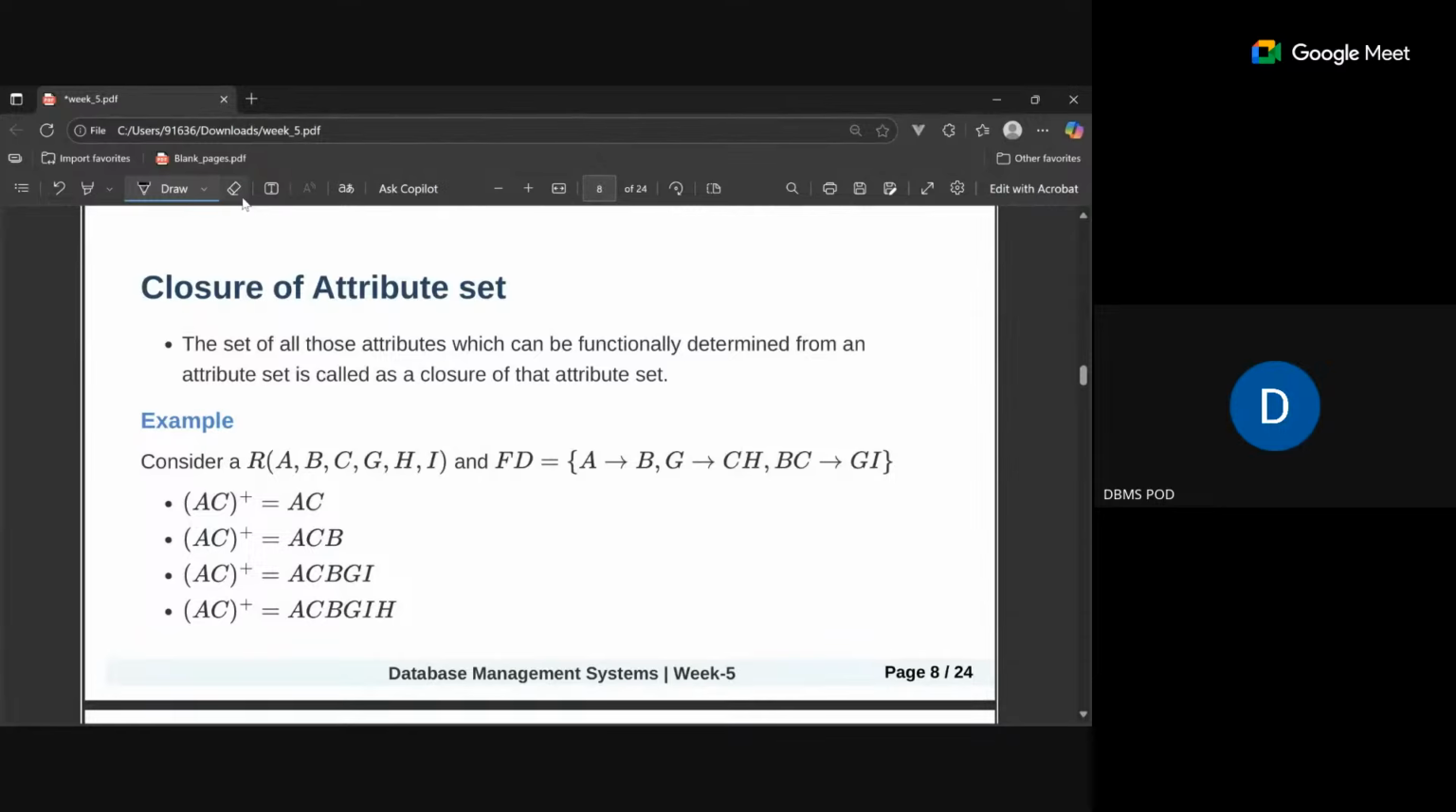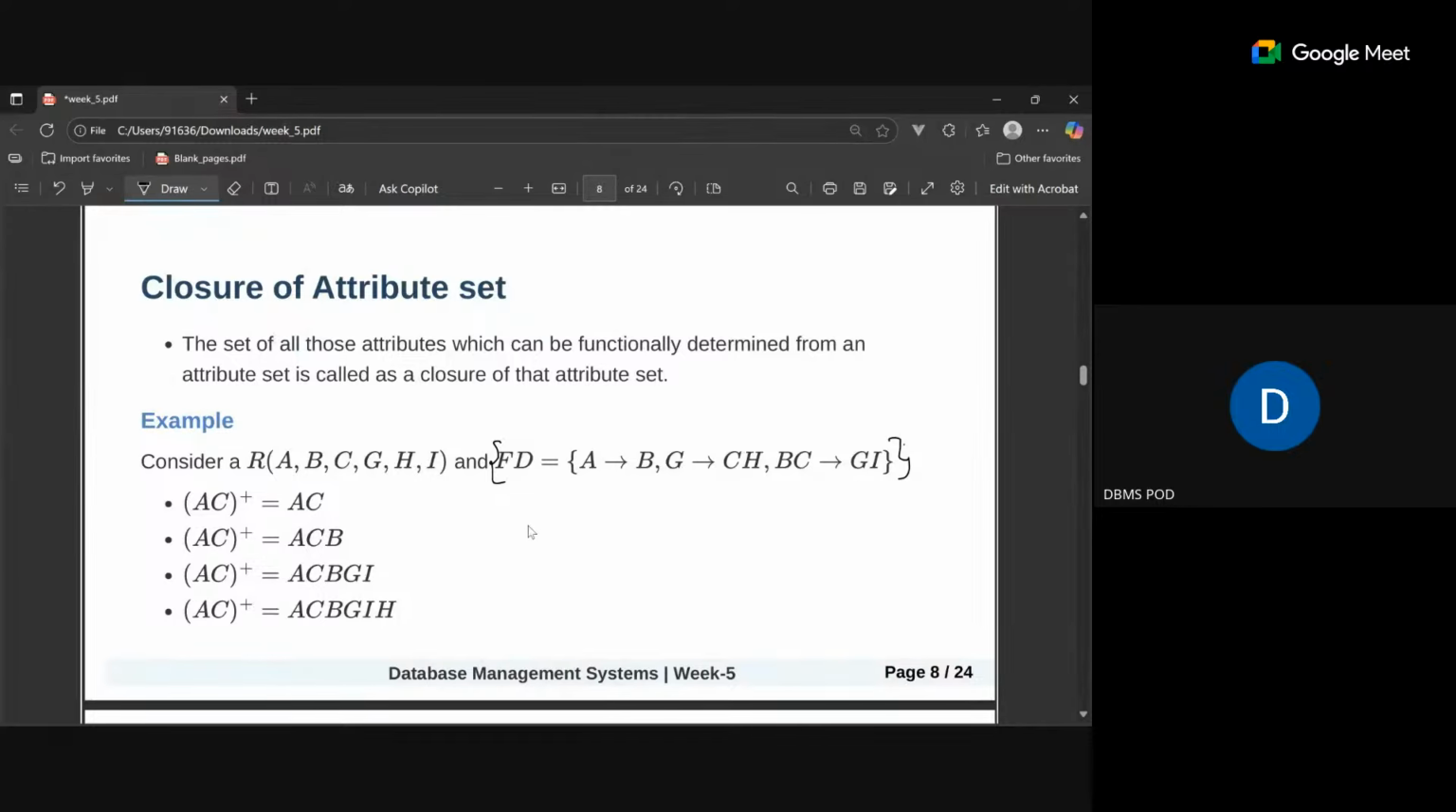Closure of attribute set. This is very, very important. How to find the closure of any attribute set? Because all the coming concepts depend on this. If you want to find the closure for any set, something like this will be given in activity questions or practice assignments. Instead of writing the full name, I am just denoting them as A, B, C, and I'll do the same in upcoming slides. These are all attributes, and these are the functional dependencies holding true.